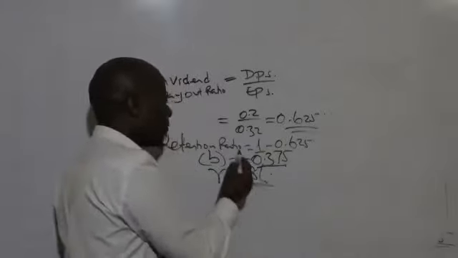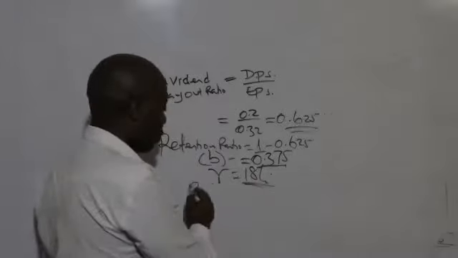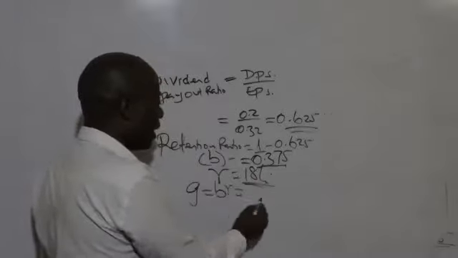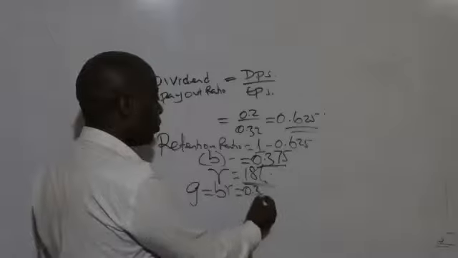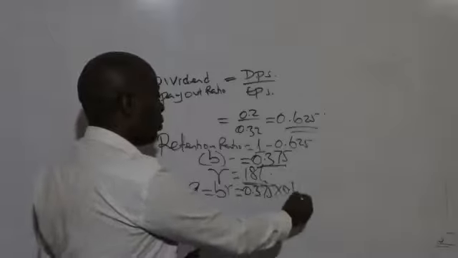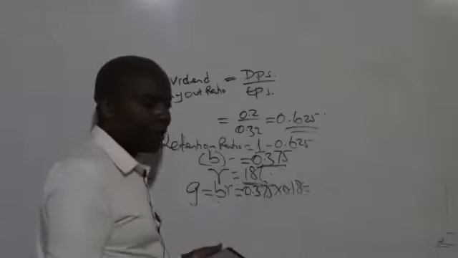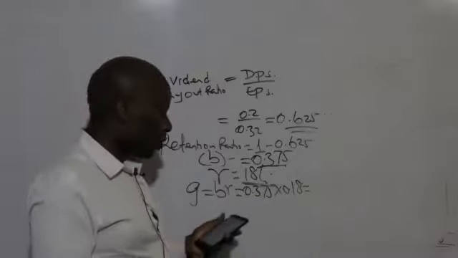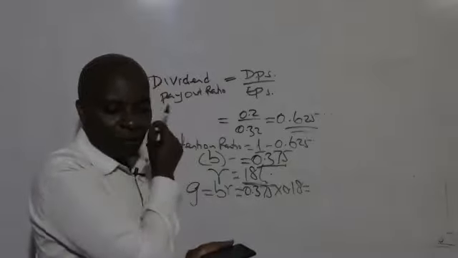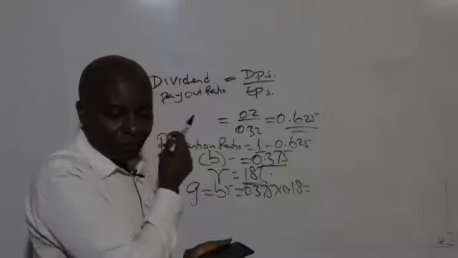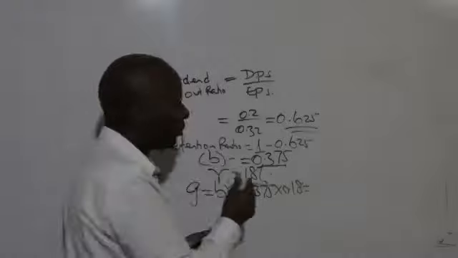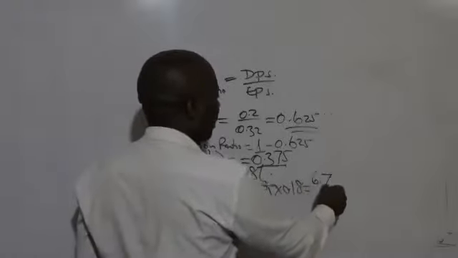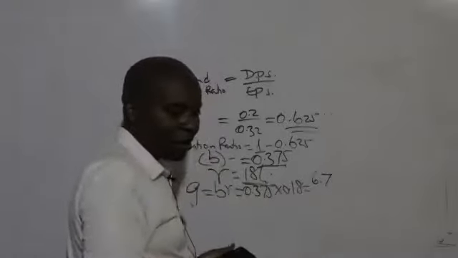Now, once you give me the R, then I'll be able to give you the G. I know G is PR. So G is 0.375 multiplied by 0.18. Go ahead and give us an answer. So 0.375 times 0.18. Please go ahead and give us an answer. 6.75%.